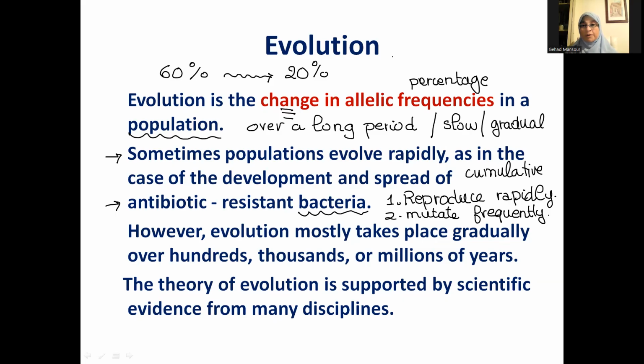Now, it's a good opportunity to say that mutation is the raw material of change. Of course, it's not the only cause of change, but it is one very important factor in change. But the norm, like in human beings and in animals, in higher animals, is that evolution takes place gradually, as we said, over hundreds or even thousands or even millions of years.